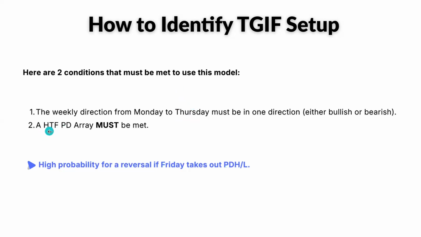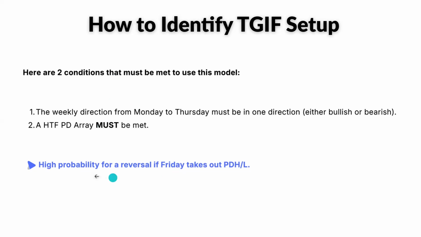The second condition is that a higher time frame PDRA must be met. The higher time frames include the monthly, weekly, and daily. Nothing below the daily time frame. PDRAs include fair value gaps, order blocks, breaker blocks, or run on liquidity. So you're looking for these things in the higher time frames, which include monthly, weekly, and daily. Nothing below the daily time frame.